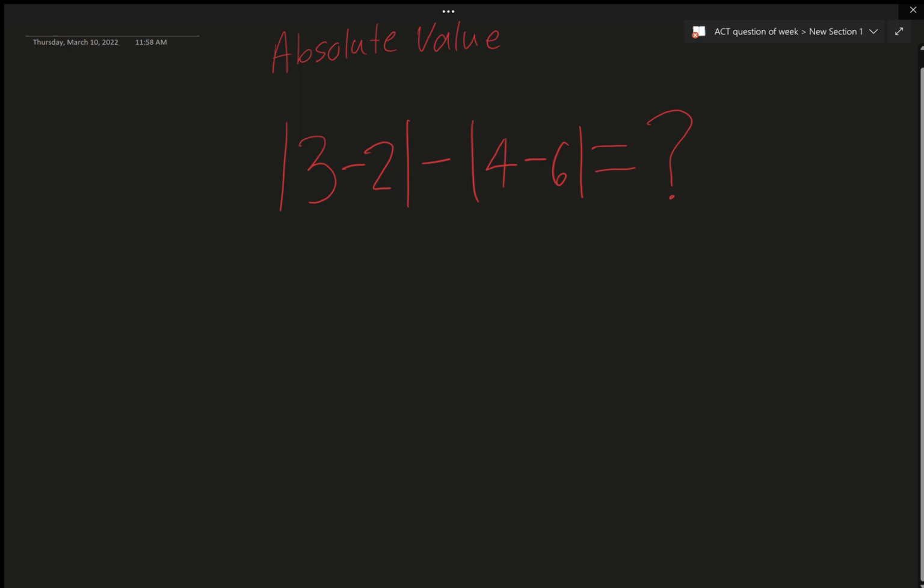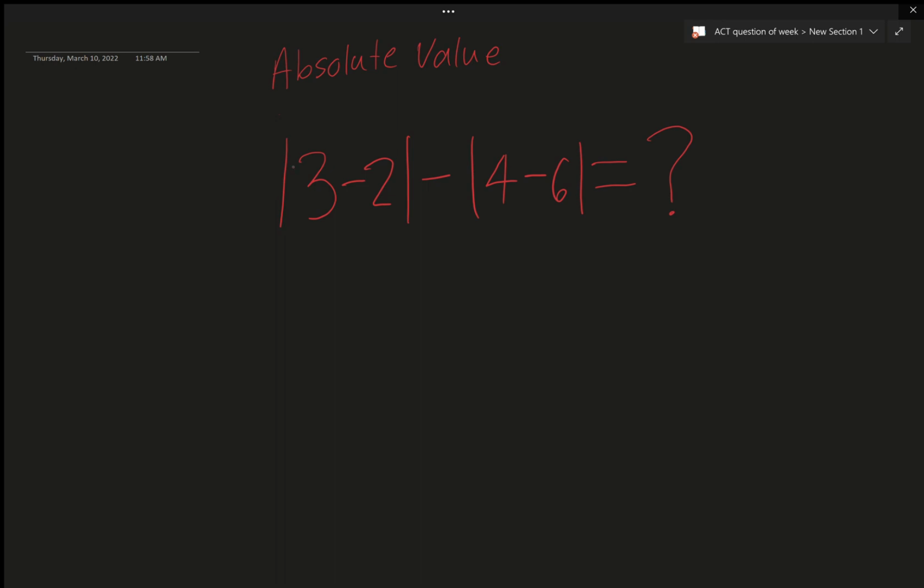So these bars are what we call absolute value symbols, or absolute value brackets, or absolute value bars. Now what I would do first when I'm looking at these problems is look at whatever's inside of these bars as if they were parentheses. So first of all, we're going to simplify what's on the inside of the absolute value. 3 minus 2, we get 1, minus 4 minus 6, we get negative 2.